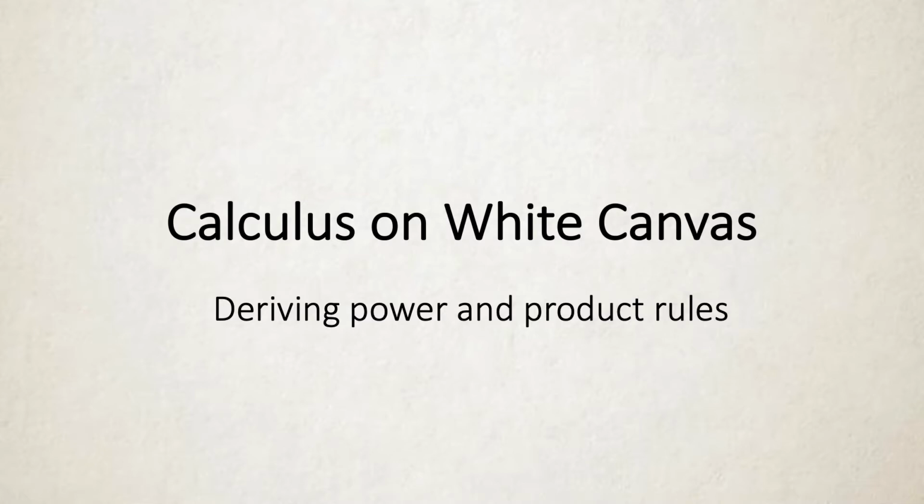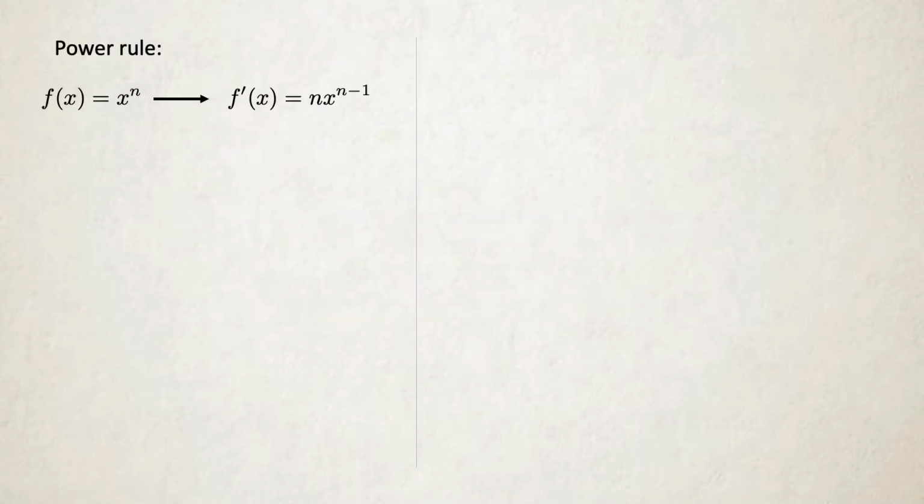Today we will derive two famous derivative rules, the power rule and the product rule. The power rule states that if the function is x to the n power, then the derivative of the function is n times x to the n minus 1 power.